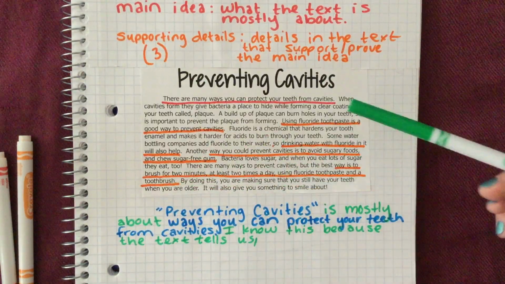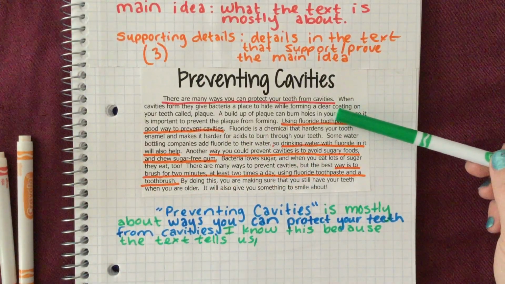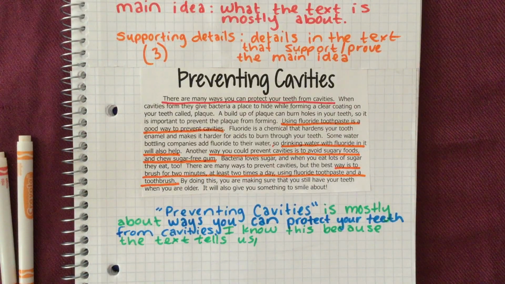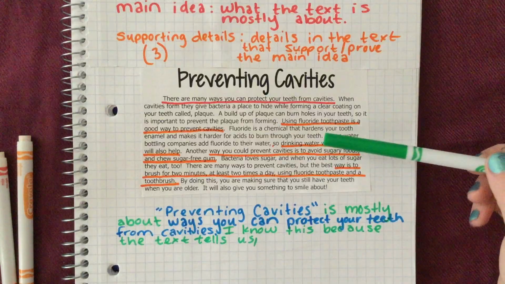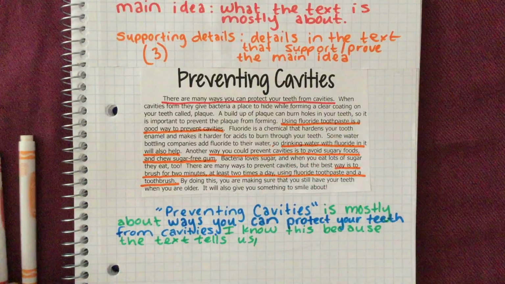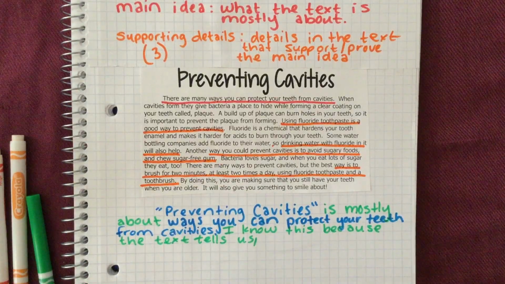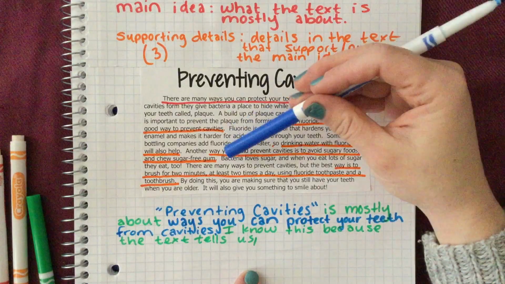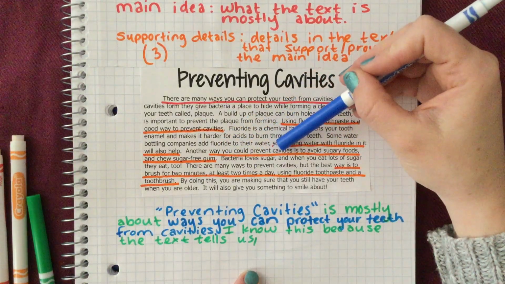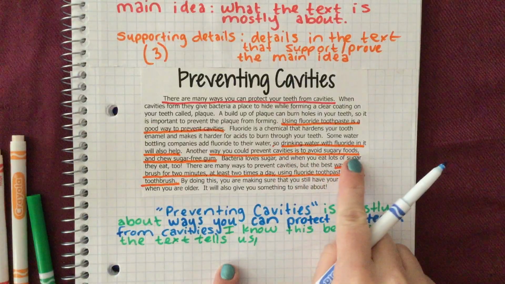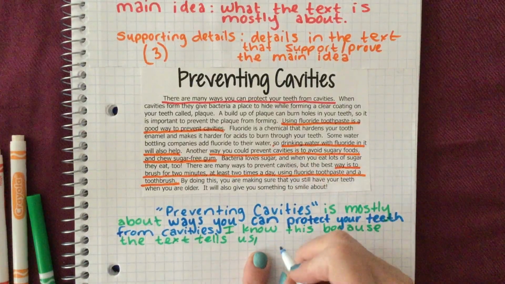This last detail kind of encompasses using fluoride toothpaste or even drinking water with fluoride in it. So I'm going to choose something that's a little bit different than that and maybe come back to this last detail. So I'm going to say you could prevent cavities by avoiding sugary foods. Remember, I'm kind of changing this into my own words.